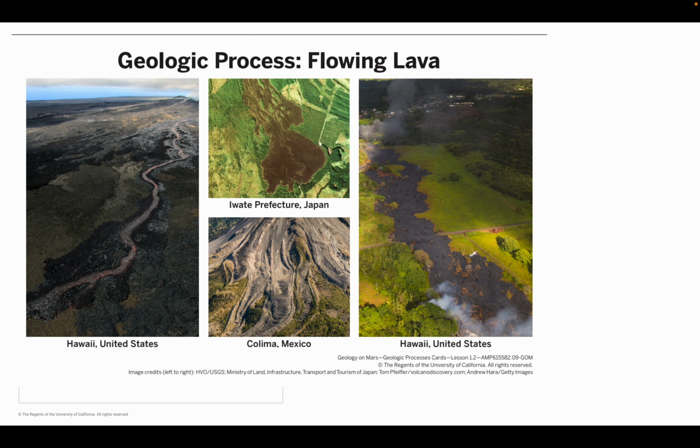It's curvy in some places and straight in other places. The lava flow in the bottom center from Mexico, that is gnarly, right? That's gnarly. It also merges and branches.